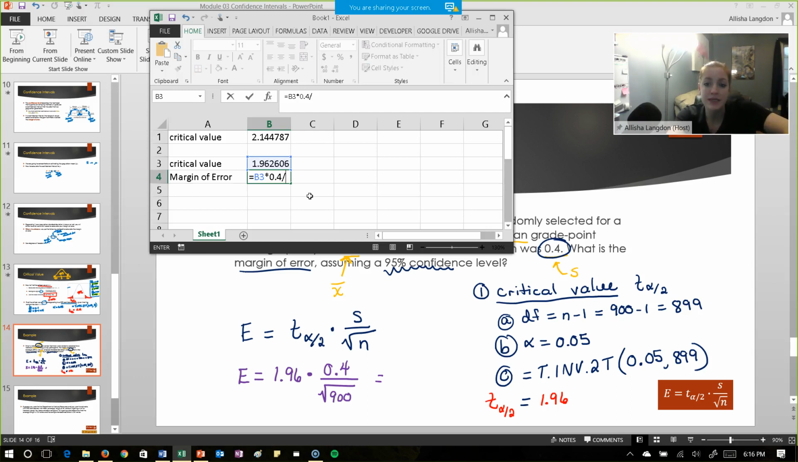So how do we type in the square root of 900? It's SQRT. That's square root, SQRT. And then in parentheses, you'll put your number. So I'll leave that up there for a second so you can write that down. So if you're ever trying to find the square root, it's SQRT, and then in parentheses, you'll put the number. Hit enter.